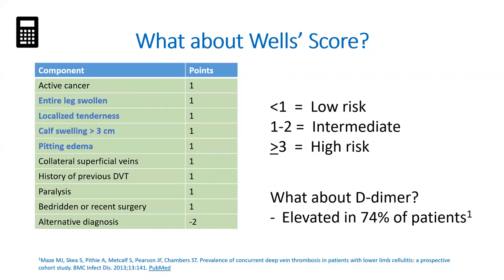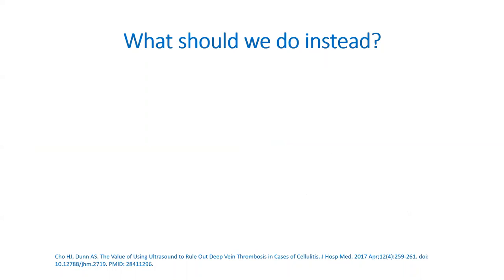So then what about a D-dimer? So D-dimer, as you might imagine, is elevated the majority of the time in patients who have cellulitis as well, and so not clinically useful. So what should we do instead?